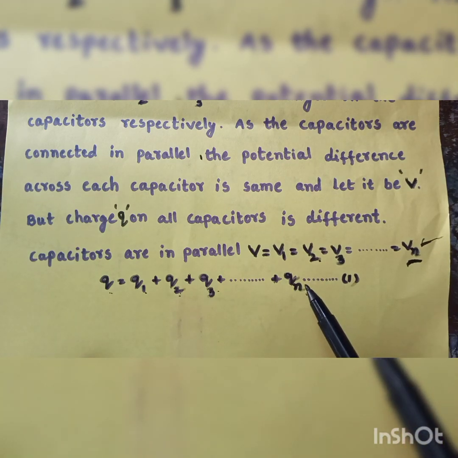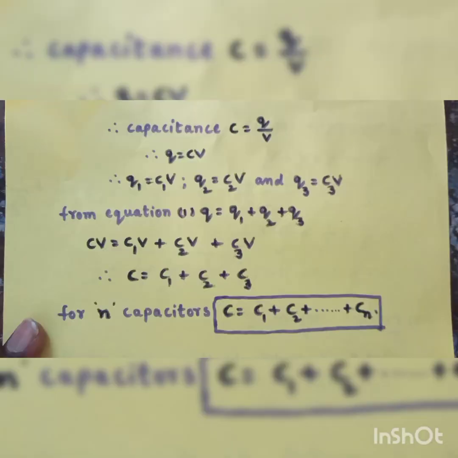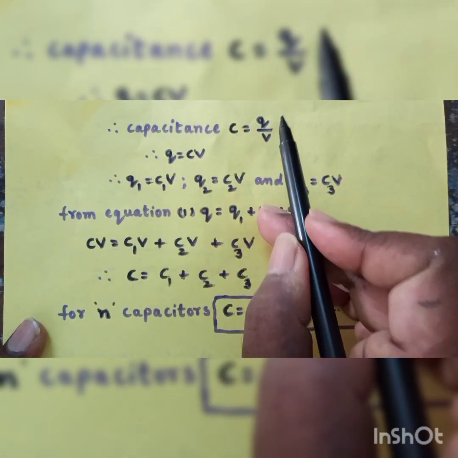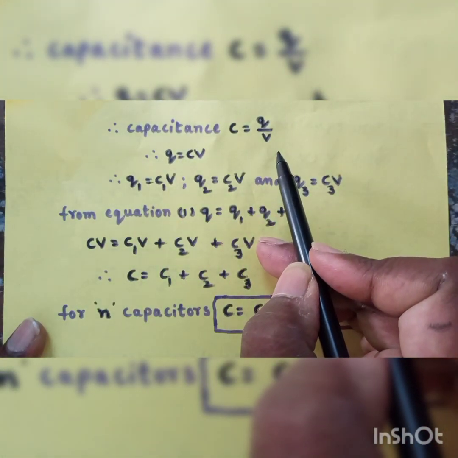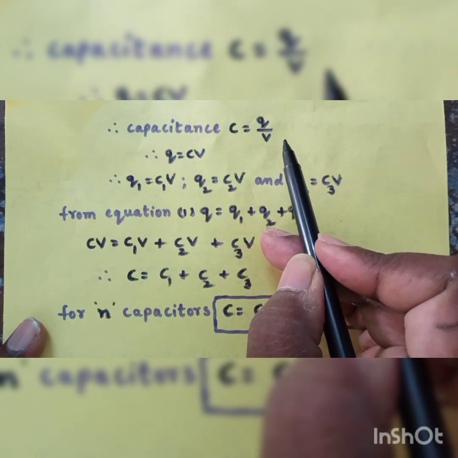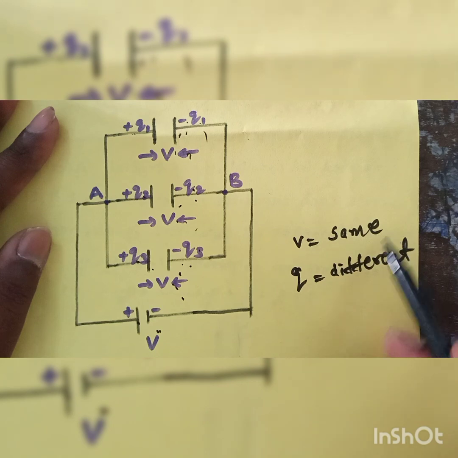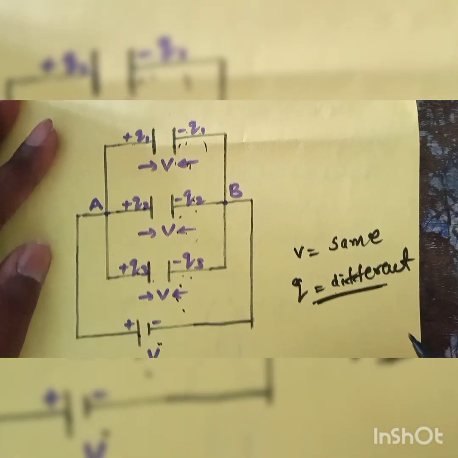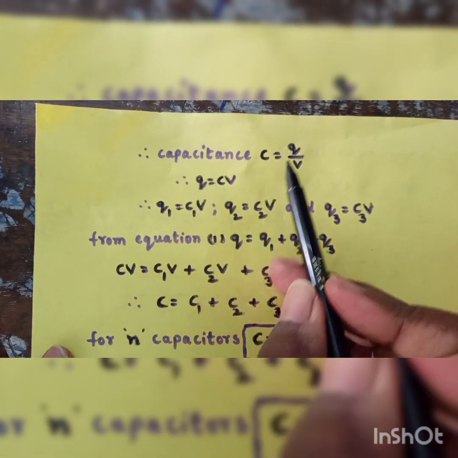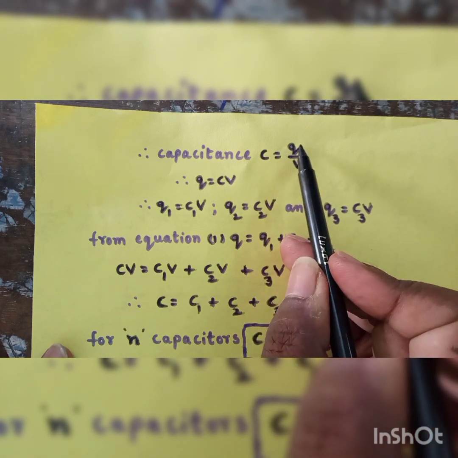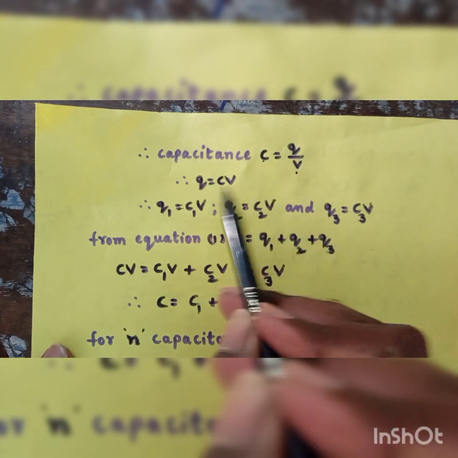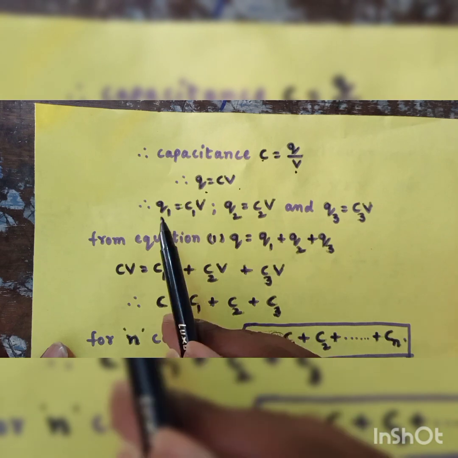Qn is the charge of the nth capacitor. Capacitance C is equal to Q by V. In this, what is different is what we have to choose. Here your V is the same, Q is different, so you can select the Q. From this formula too, you can select the Q. Q is equal to C multiplied by V. Q is equal to CV.